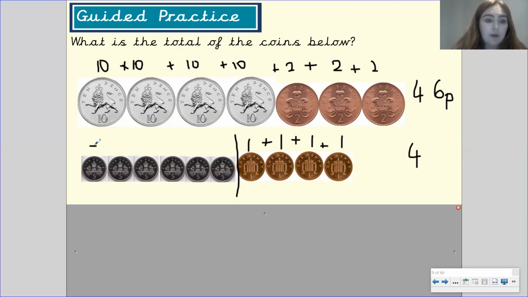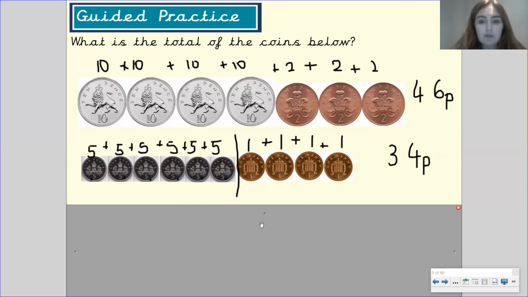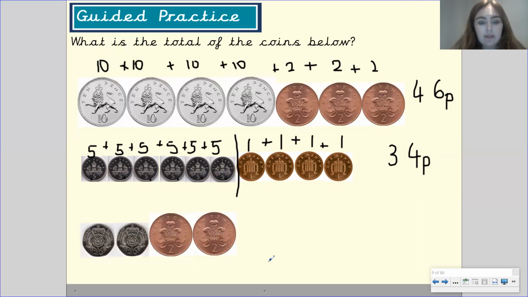And now let's add our 5 pences together. So we've got 5, add 5, add 5, add 5, add 5, add 5. Now I'm going to use my 5 times table to help me, so I'm going to count up in 5. So 5, 10, 15, 20, 25, 30. So 30 add 4 is 34 pence. Well done if you got that one correct. And then the very last one, have a go at adding these together. Pause the video to have a go on your whiteboard.